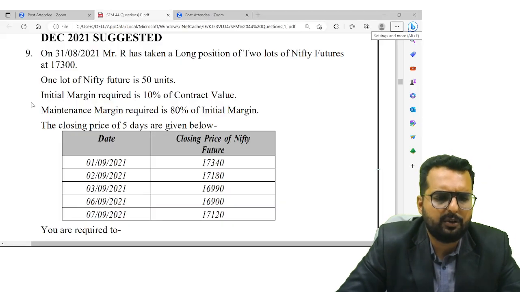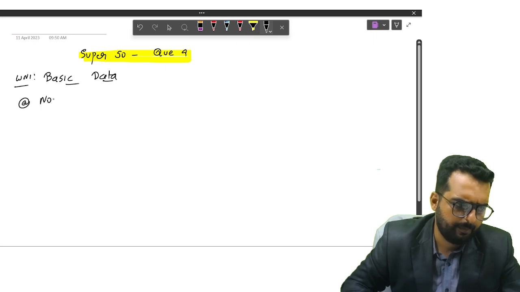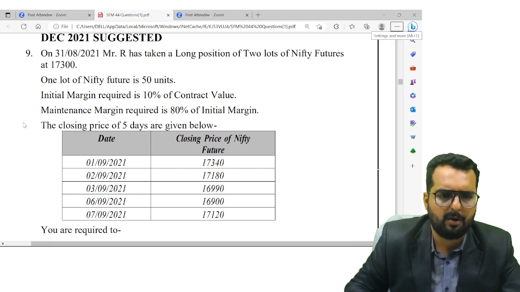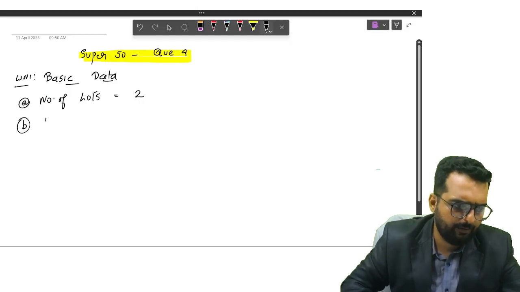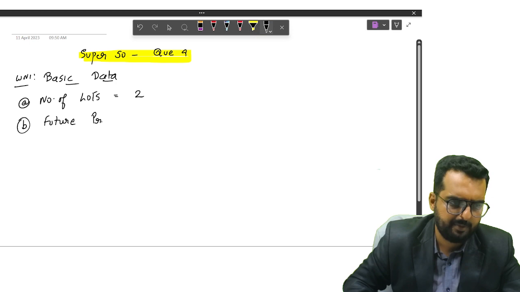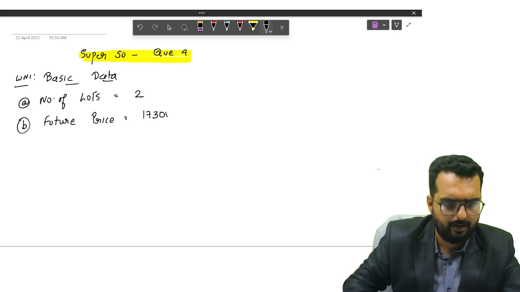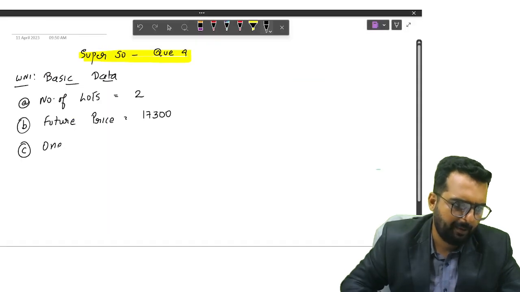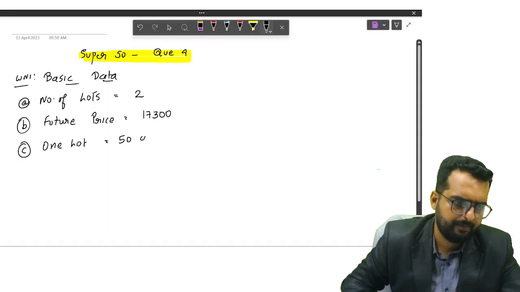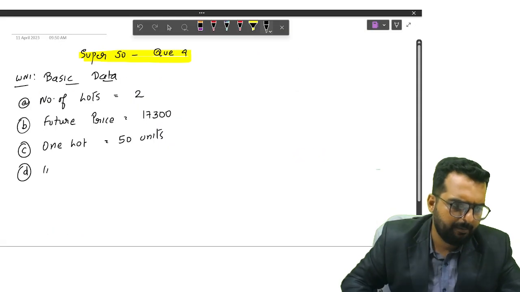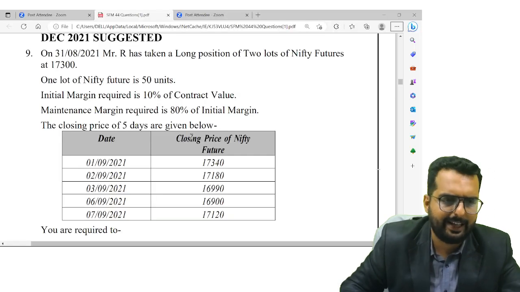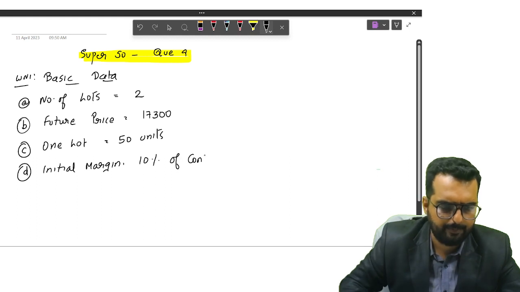R has taken a long position of 2 lots. So number of lots is 2 Nifty futures at a price of, future price is how much? 17,300. Alright. One lot is how much? 50 units. One lot is 50 units. Initial margin is how much? They have told this to be 10% of the contract value.